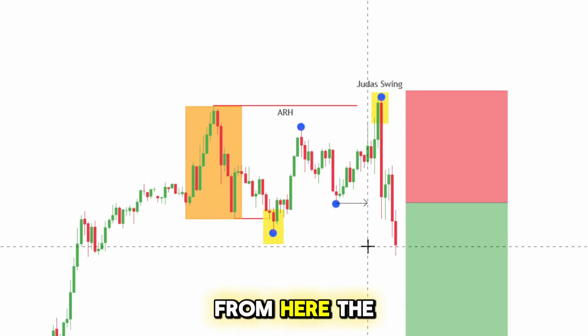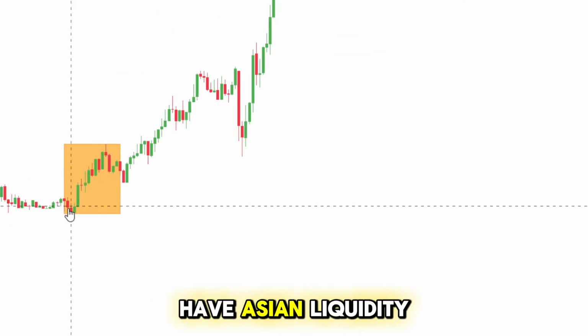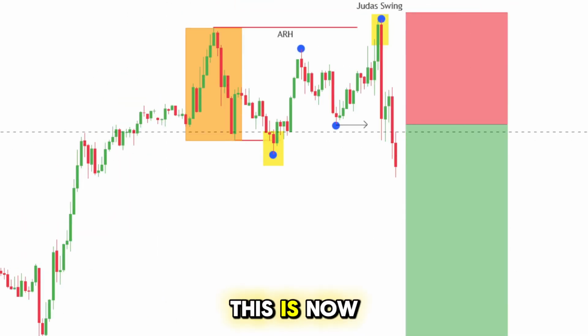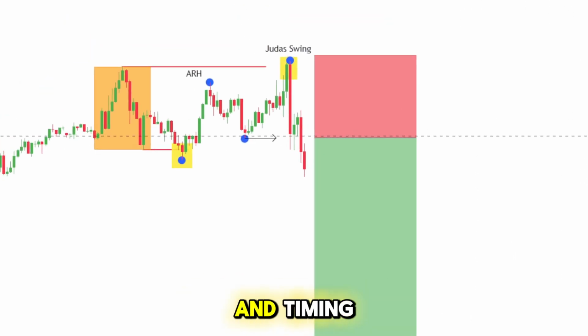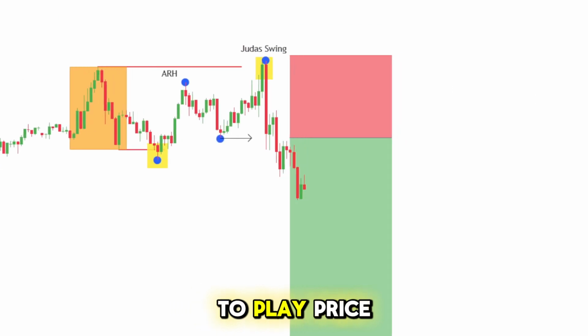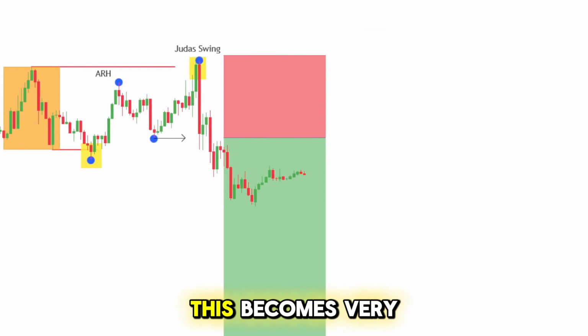From here, the thing to now understand is that you want to be targeting Asian liquidity, right? Notice how we have Asian liquidity down here. This is now a 1 to 2.5 hour trade, right? Just understanding the basics of liquidity and timing. So if we continue to play price on, yes, we see how price just misses our entry over here. And this becomes very interesting.